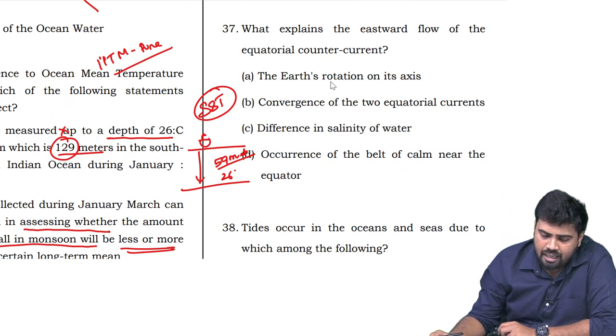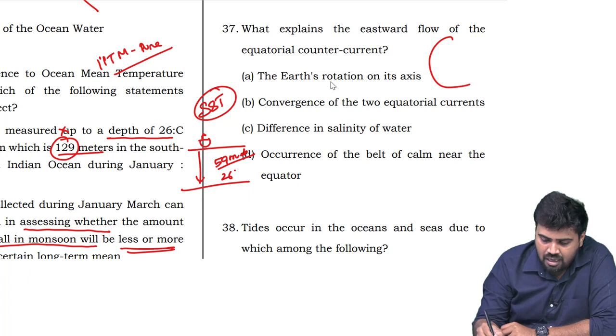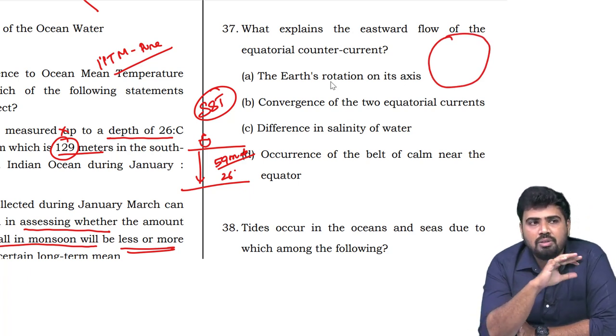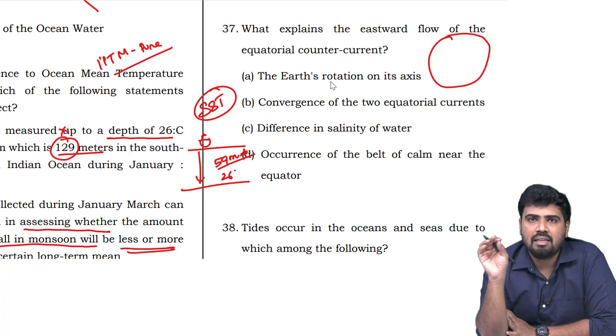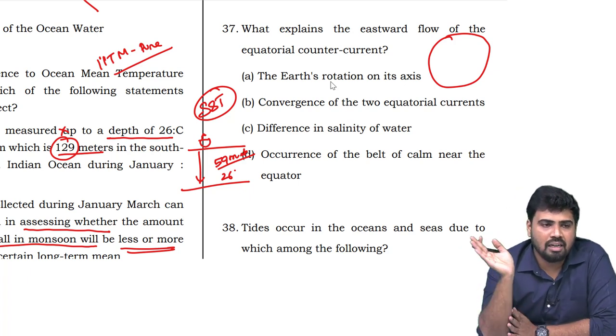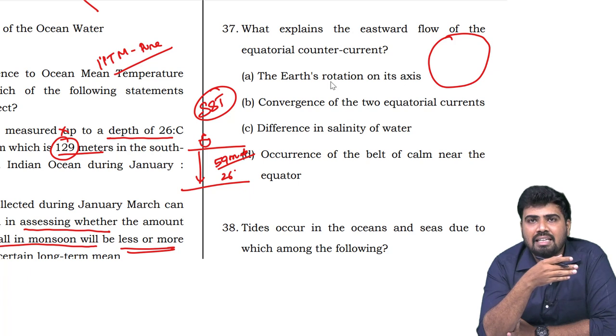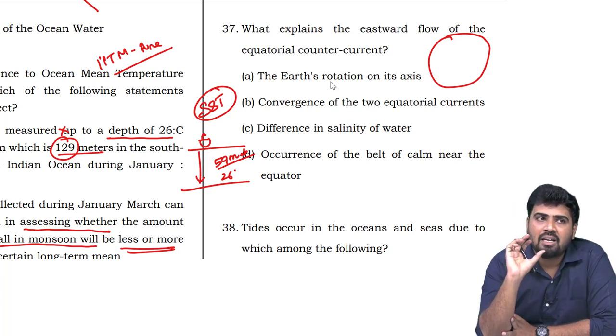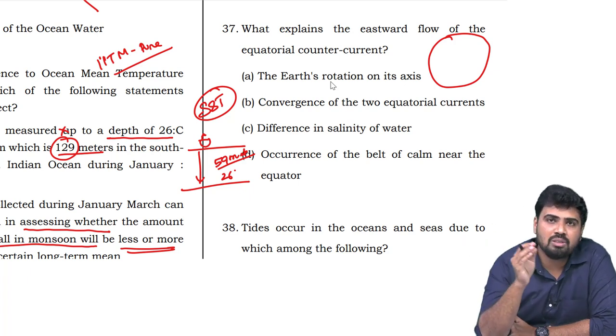37. What explains the eastward flow of equatorial counter current? See, actually earth rotates from west to east. So the water gets piled up in the western side. Equatorial currents generally move from east to west. I will repeat the point. Due to the rotation of earth from west to east, water gets piled up in one region. So the north equatorial current and south equatorial current move from east to west.